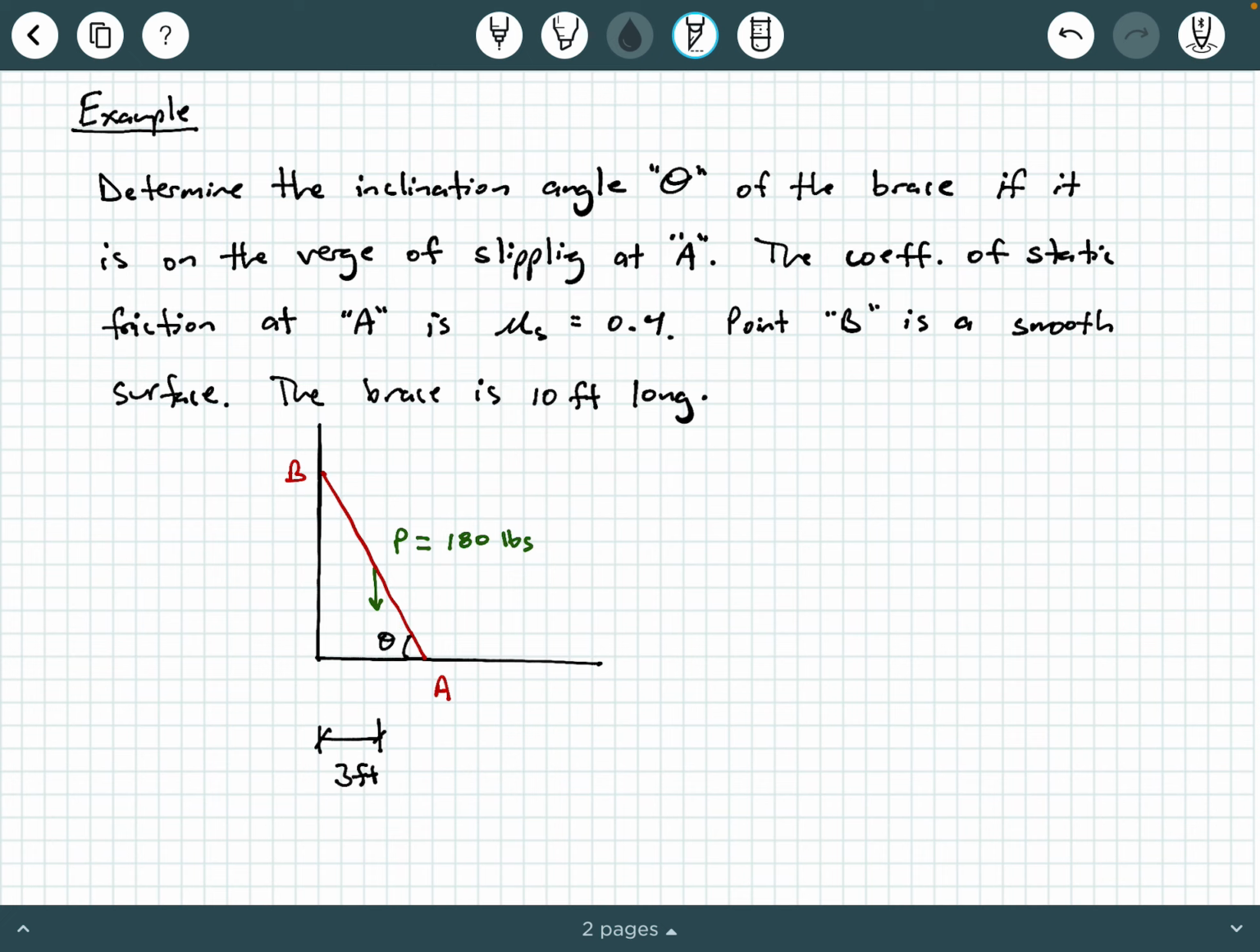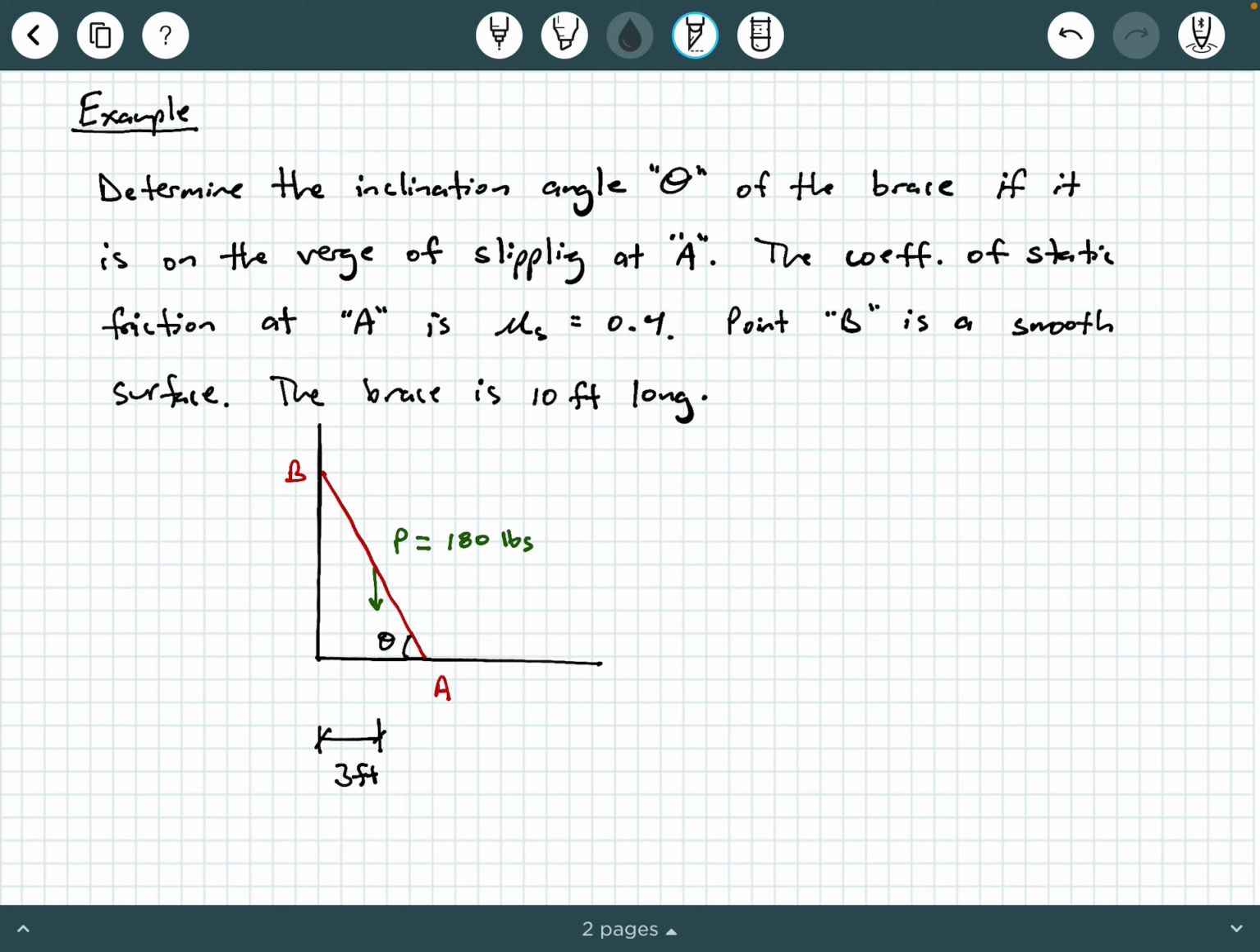And we have this force of 180 pounds hanging like so. And that's measured a horizontal distance of 3 feet away from this left-hand side of the system. So we're also told that the coefficient of static friction at point A is mu sub s equal to 0.4. And point B is a smooth surface.